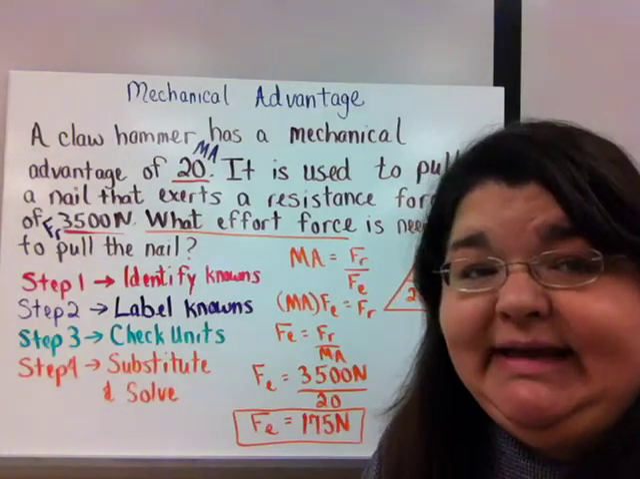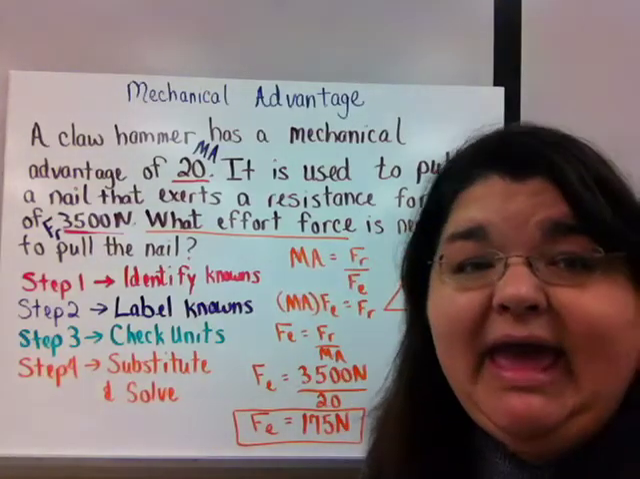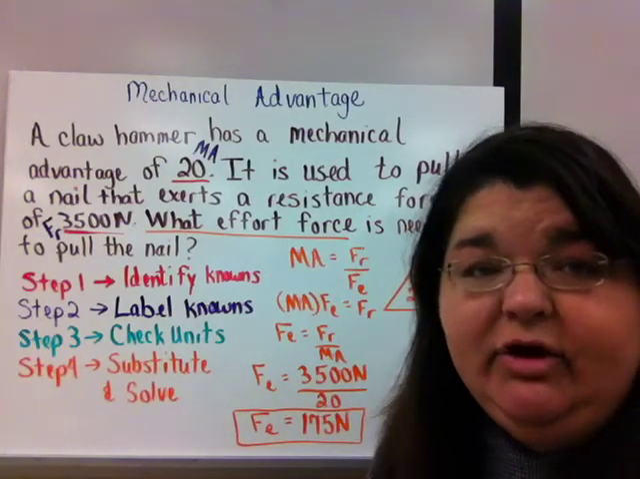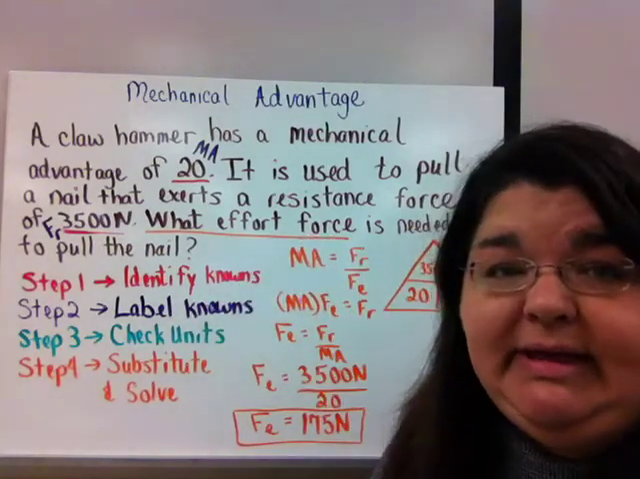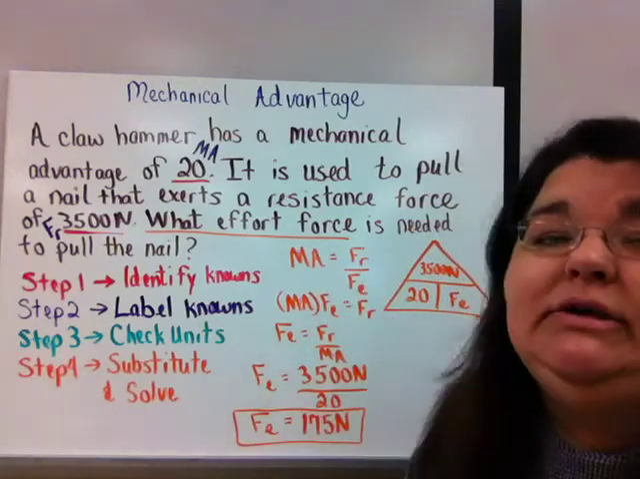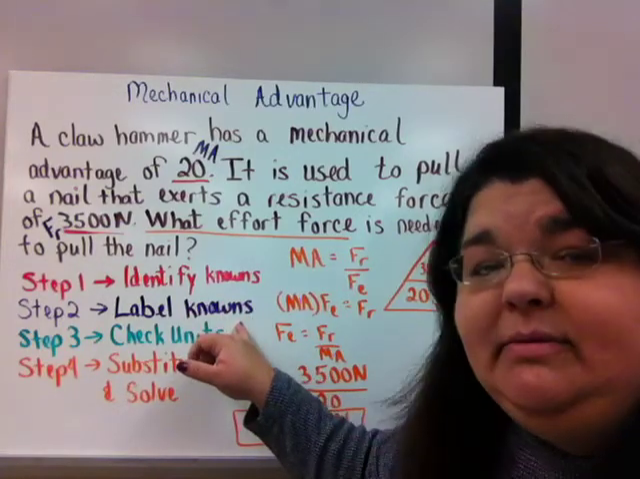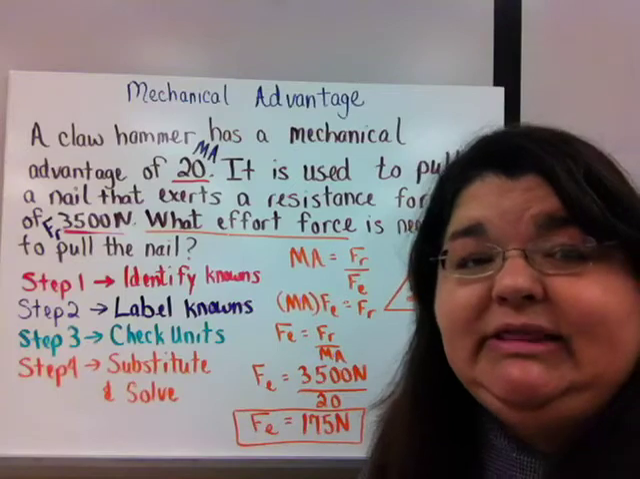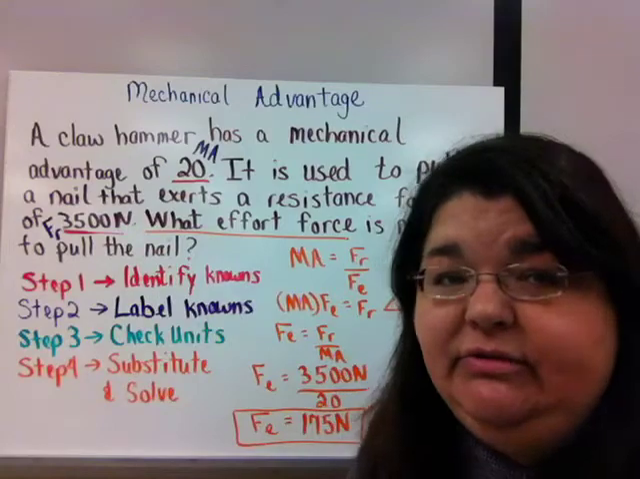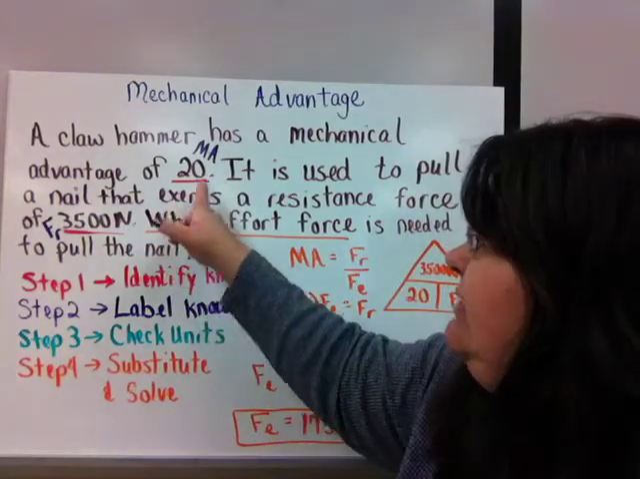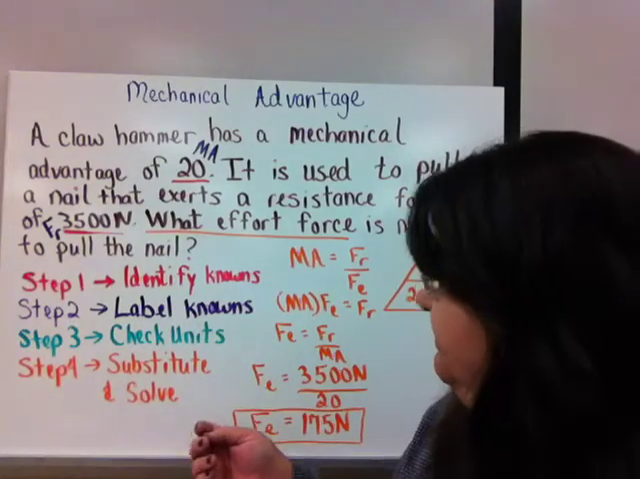Now I have an idea of what formula I need to use. This MA equals FR over FE has those two pieces, FR and MA, in it. So what effort force is the question they're asking me? I underlined that, and that's also in my formula. Now that I have successfully identified my knowns and labeled my knowns, I can go and check the units for the things that I have. And in this case, I only have one thing with a unit, which is okay because the mechanical advantage is a multiplier. I want my answer to also have newtons.